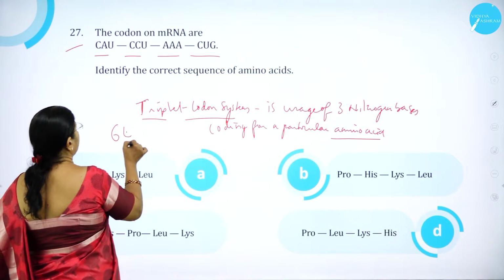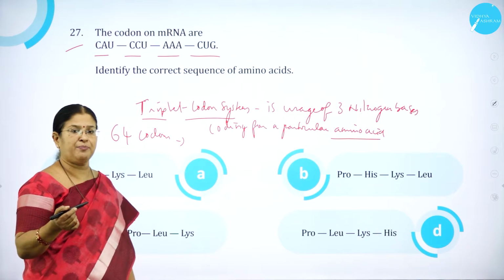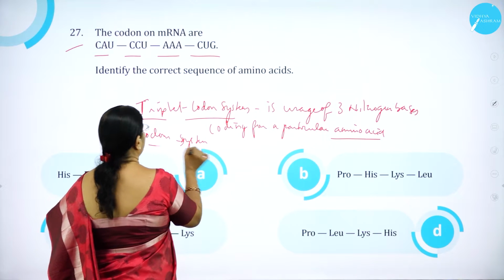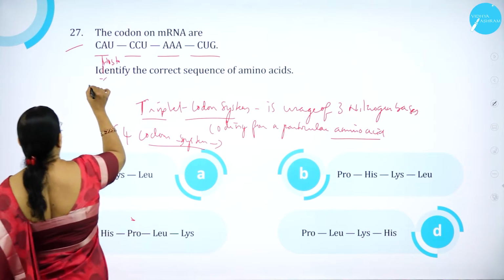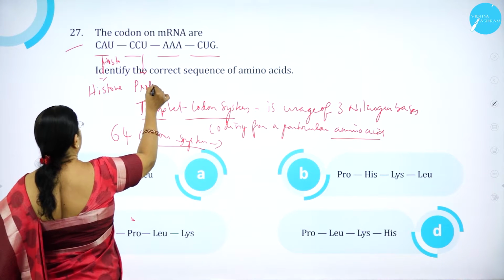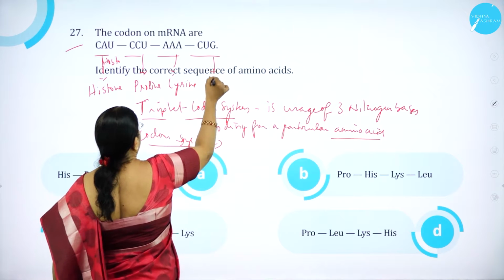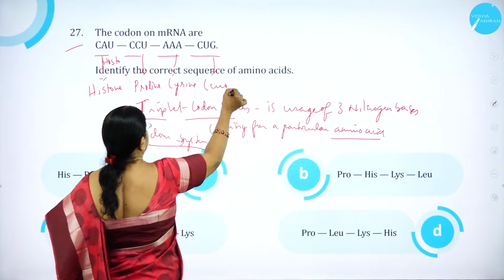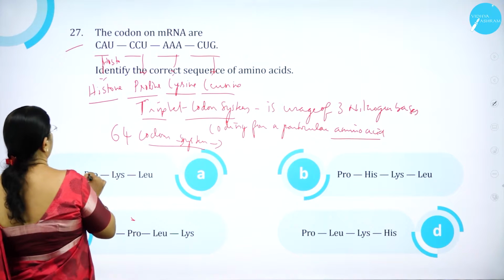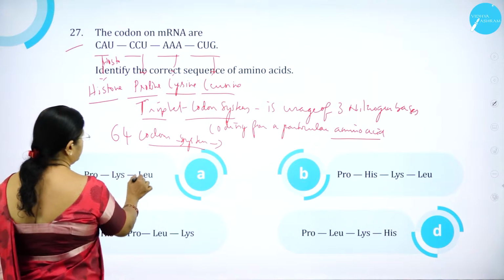So there are 64 codons. Actually there are 20 amino acids which are very important to make a particular protein, but there is a 64 codon system to code for a particular amino acid. CAU codes for histidine, then CCU for proline, then AAA for lysine, then this is for leucine. So first one histidine, proline, lysine, leucine.